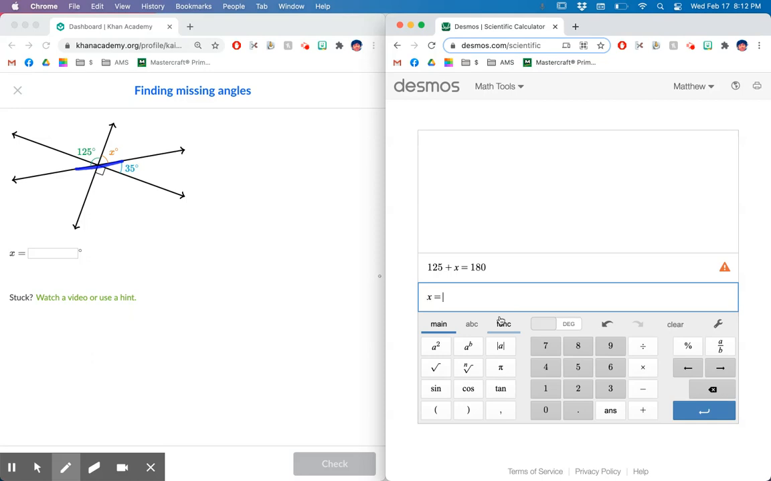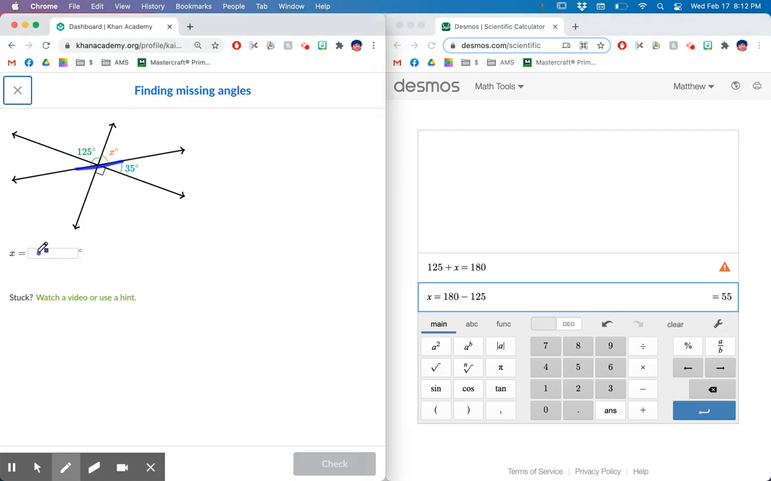If I solve this, you can use your algebra skills. I'm going to subtract 125 on both sides. Let the calculator do the work for you if you need. It should be 55, right? Difference of 55 degrees. So once you figure out the angle pair relationship, it shouldn't be too tough to actually make the calculation. I would say the harder part is figuring out what the relationship is first.